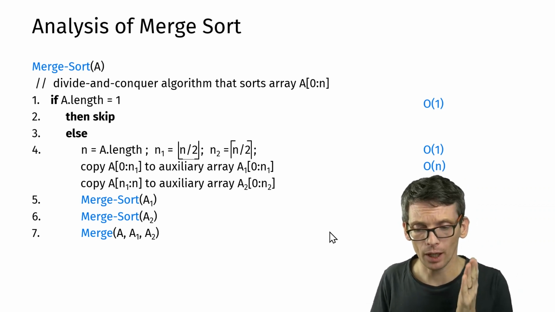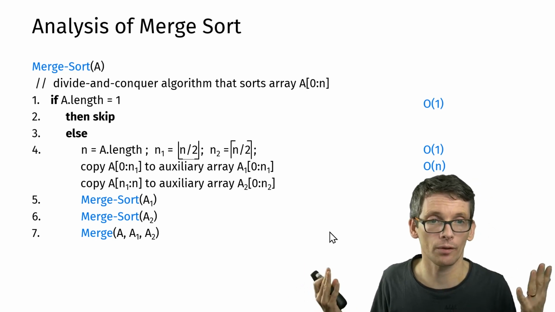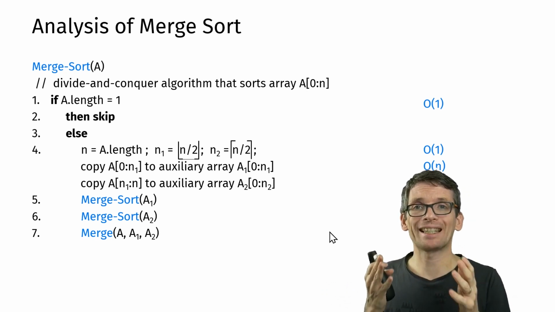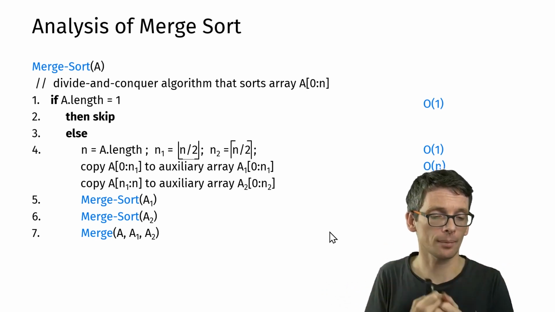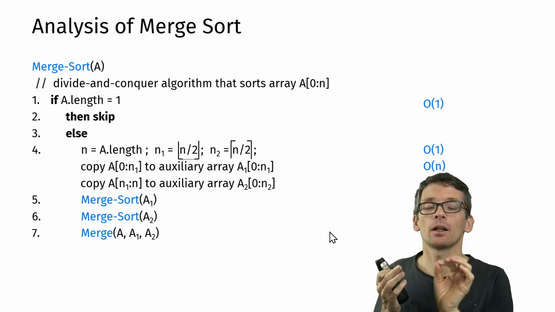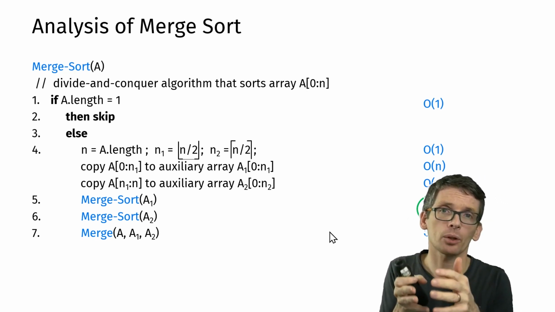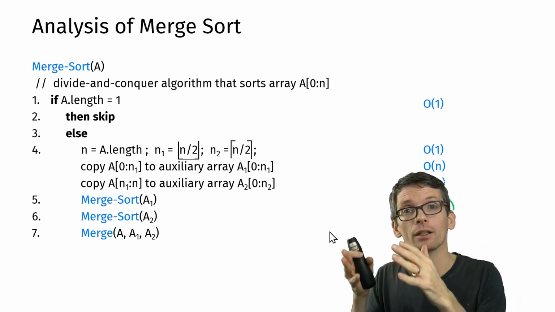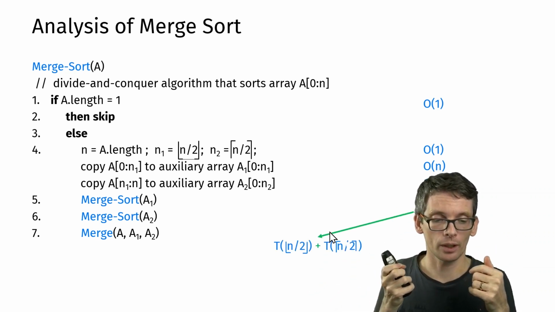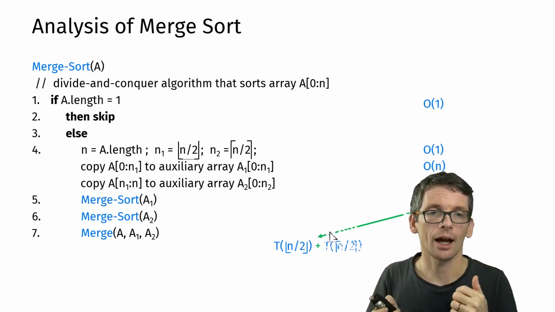But then we have these two lines, merge sort of A1 and merge sort of A2. How do we deal with those? If we define the worst case running time of merge sort to be T(n) on an input of size n, then what we're doing here is calling the same algorithm on an input of size n/2. So if T(n) is the running time on n elements, then on n/2 elements we get T(n/2), in this case once rounded down, once rounded up.